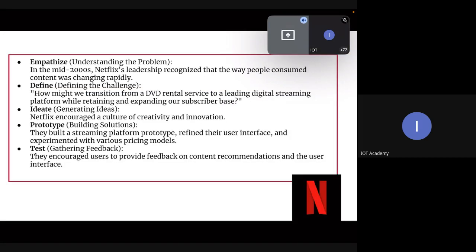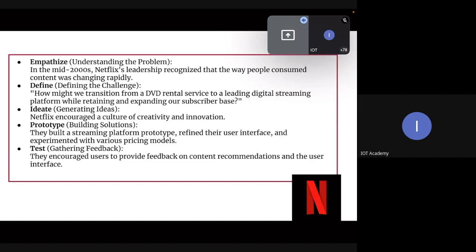Empathize. What happens is, they understood the problem. In the mid-2000s, Netflix leadership recognized that the way people consumed content was changing rapidly. You remember in those days, we used to get programs like Nukkad, and all those programs used to come on TV. But they recognized that the content people want to see is changing.